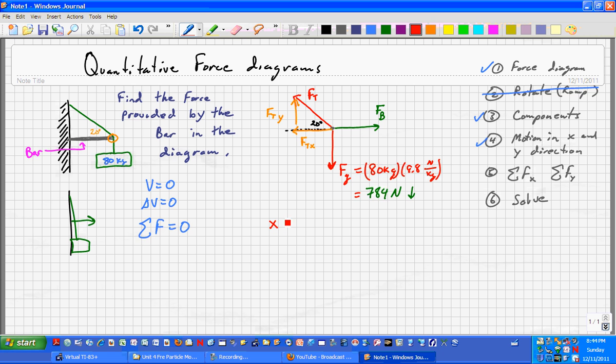Let's take a look at the x direction first. So sum of the forces in the x direction. I'm looking at all my horizontal arrows. I've got force of the bar plus force of tension in the x direction is going to add up to 0.